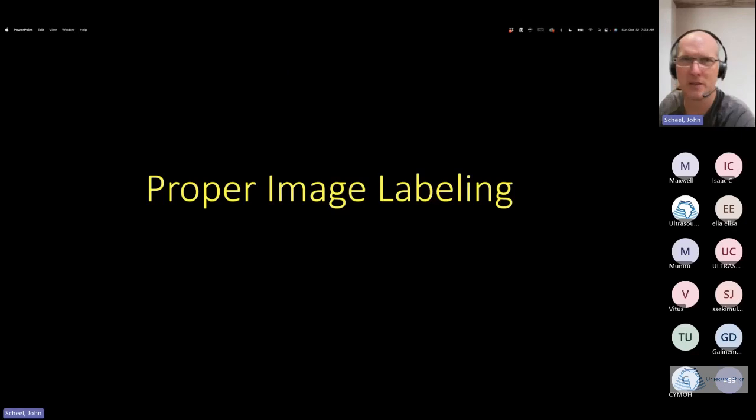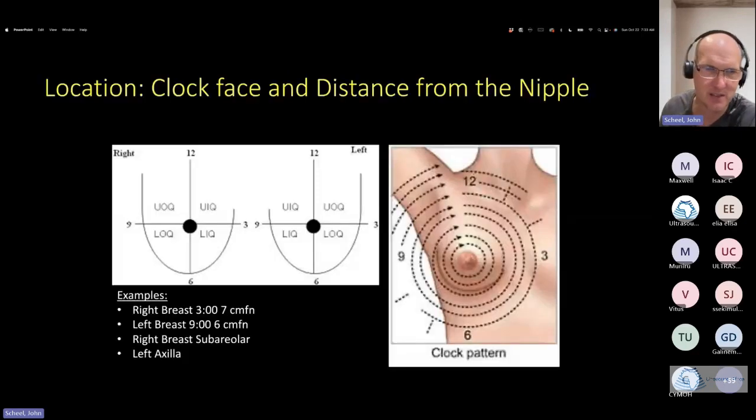Okay, a couple more things about image quality, and that is labeling. It is very important to label things consistently. There is a standard that we use, and that is a clock face and distance from the nipple. We always label it as right breast, 3 o'clock, 7 centimeters from the nipple, trans or longitudinal, etc. We don't put 3 o'clock right, 7 centimeters from nipple, breast, or 3 o'clock, 7 centimeters from nipple, right breast.